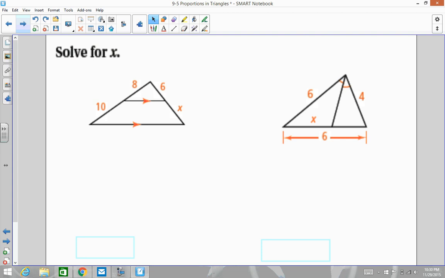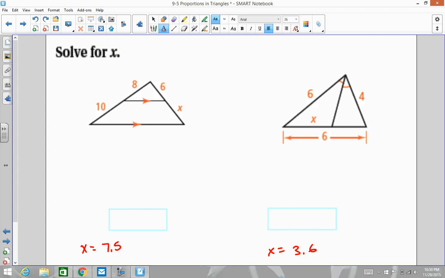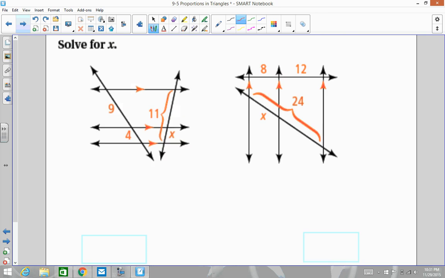So pause the video, but attempt both of these, and then we'll see how you do. Okay, so for this one, you should have x is equal to 7.5, and for this one, you should have x is equal to 3.6. If you get this one wrong, you might want to think about what is this missing value right here. It's not 6, it's not x plus 6, this is actually 6 minus x. So if you didn't put that in your proportion right, that may have been why you didn't get the correct answer. All right, solve the next one.